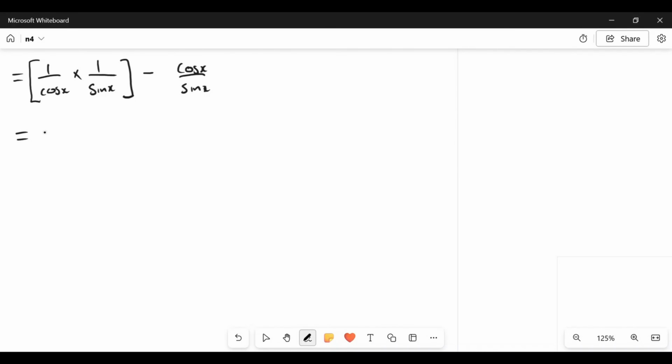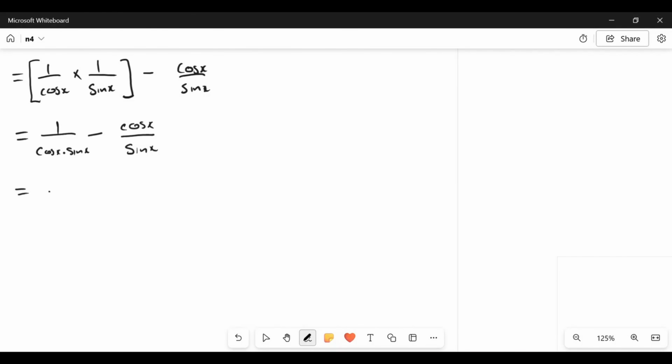All right, let's look at the first bracket then. When you look at the numerator, we have 1 multiplied by 1. So we're going to have 1 on the numerator there. On the denominator, we're going to have cos x multiplied by sine x. This is going to give us 1 over cos x multiplied by sine x, minus. Now, the second term here, we know that it's going to be cos x divided by sine x.